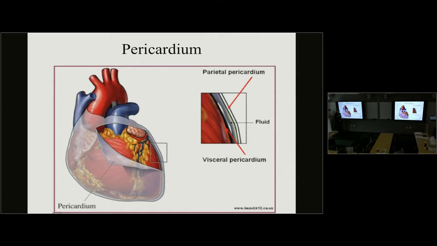The heart is also surrounded by a pericardium. This is a fibrous layer that has a small amount of fluid inside that helps absorb shock for the heart. It keeps the heart in one area, because if you didn't have this pericardium, which has a ligament that attaches up here, then if you lay back, your heart would fall back, and if you went forward, it would fall forward.